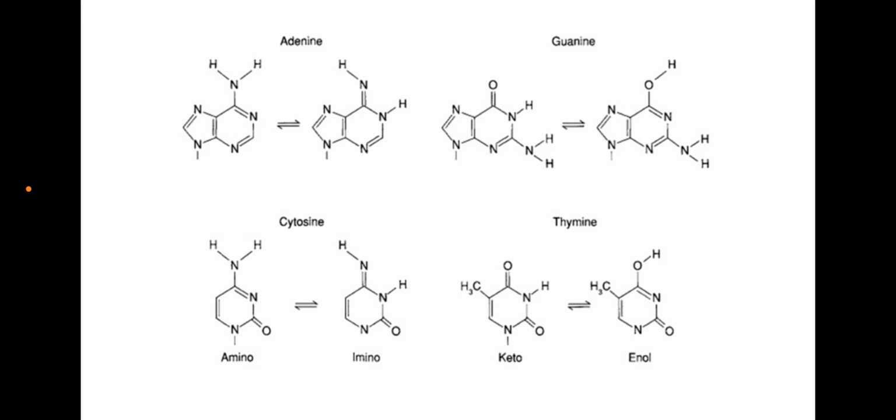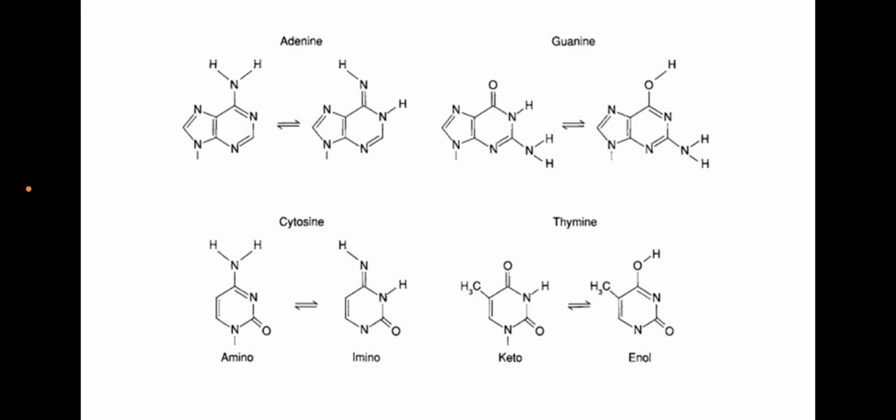Similarly, in bases, we see a different aspect that is called tautomerism, which is completely opposite to the process of resonance. In tautomerism, we see the movement of atoms in a molecule, from one position to another. Due to this, we see a completely different structure, or the formation of a different compound.